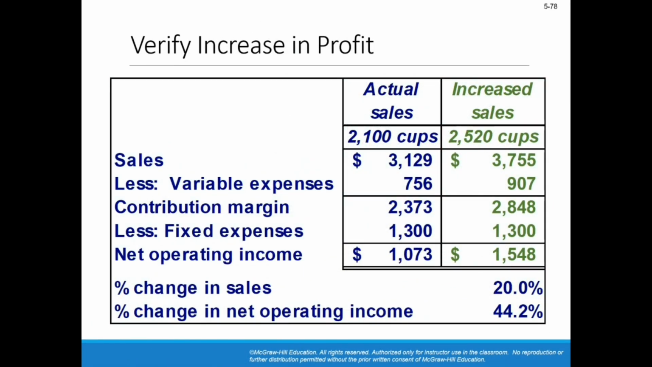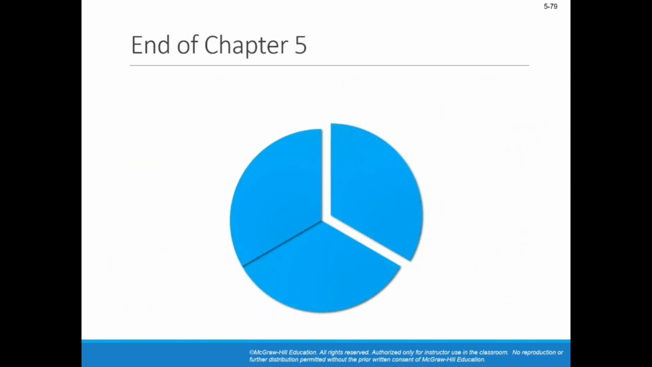So here they are showing us the actual and the increased sales and how this is reflected as a function of degree of operating leverage. And this is the end of chapter 5. I'll see you with a new chapter.